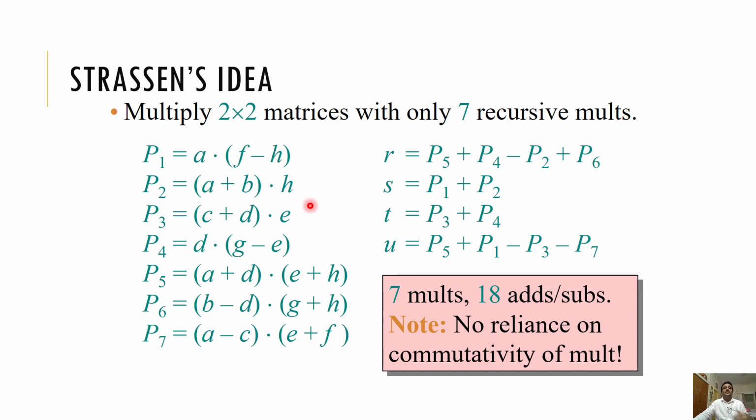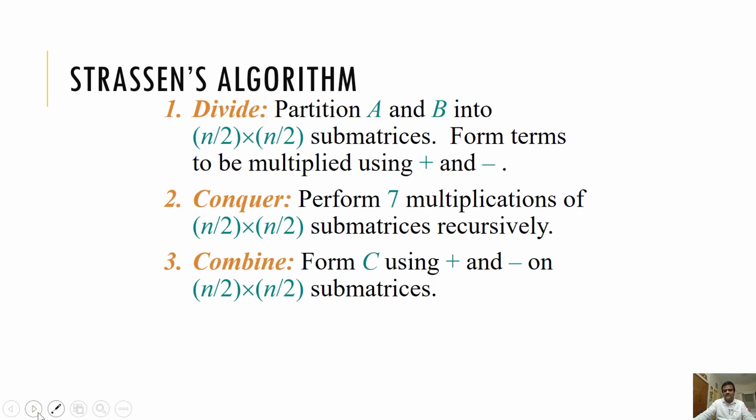That will come under the divide step or combine step. This is the divide step, because we have to calculate this in order to call this recursively. In the divide and combine steps together we are doing 18 additions or subtractions, costing us order of n square. So that is the recurrence. This is the divide and conquer technique: we partition this into sub matrices, then we conquer by solving the 7 sub matrix multiplications, and then we combine. So, now this is the recurrence, with 7 multiplications instead of 8.